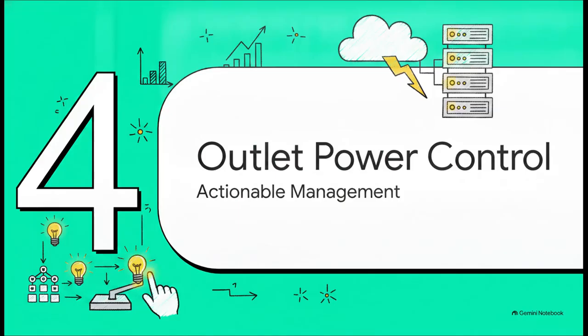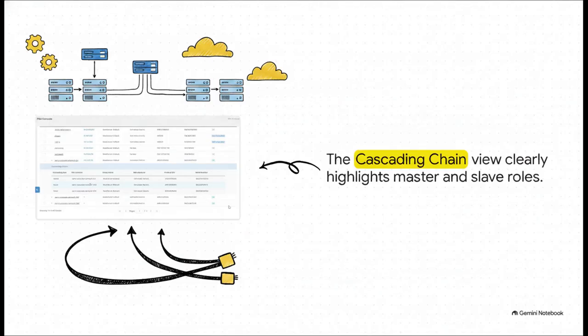Section 4. Outlet-level power control. This is where we shift from just monitoring to taking action. Quick side note, if you're daisy-chaining PDUs together to save on IP addresses, this interface handles that complexity beautifully. It cleanly maps out those master and slave roles, expanding the cascading chain right there in the UI. You get total visibility of the network traffic flow at a glance. No guesswork required, which is a huge relief.